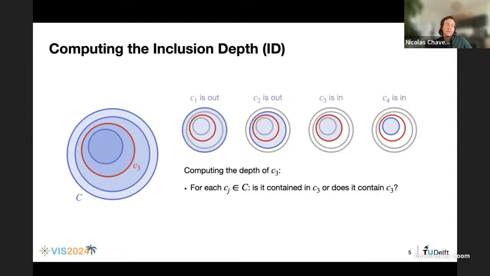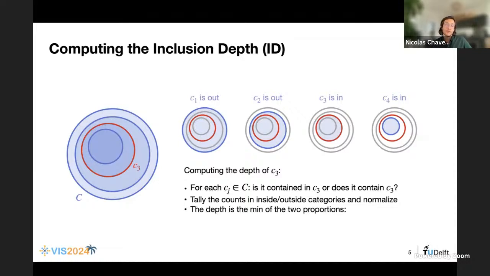In this case, we can see that in 2 of the cases, C3 is in the contour, while in the 2 other cases, C3 contains the contour. We tally these counts and normalize them by the number of contours in the ensemble to obtain the proportion of contours that are inside and those that are outside. Having these proportions, computing the depth boils down to getting the minimum between these 2 quantities, which in the case of C3 is 0.5.